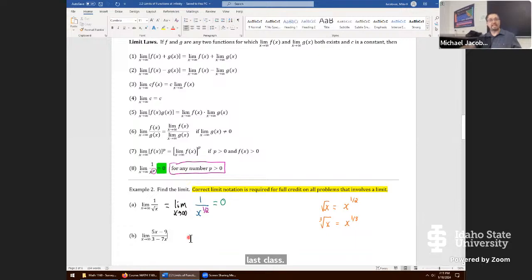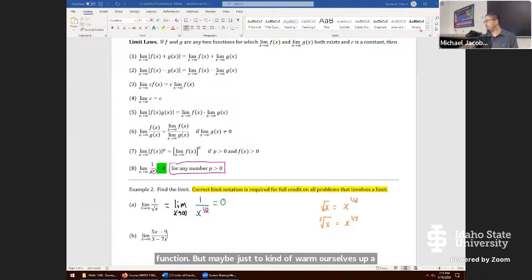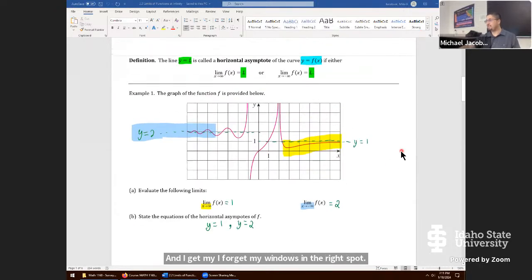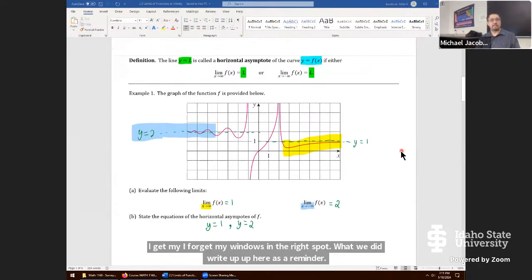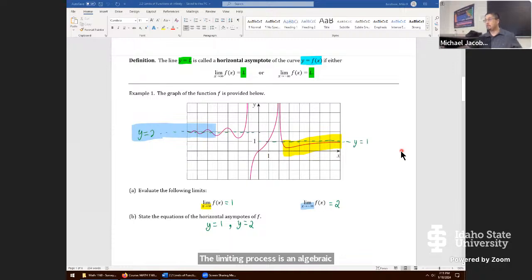We're on example 2. We're taking the limits of a function, but maybe just to warm ourselves up a bit, let's take a look first at what we did right above here as a reminder. The limiting process is truly an algebraic process, but it's really great to learn it first graphically, in terms of geometry. What does the actual geometry of a limit look like through these graphs?